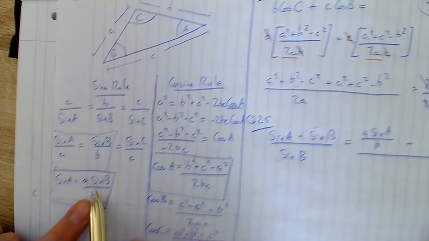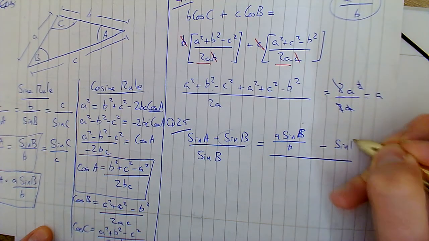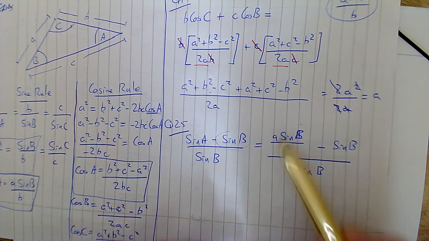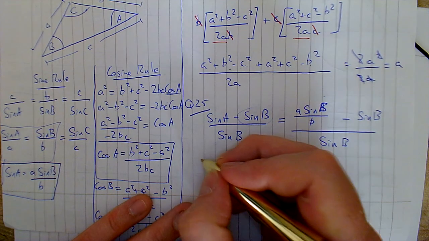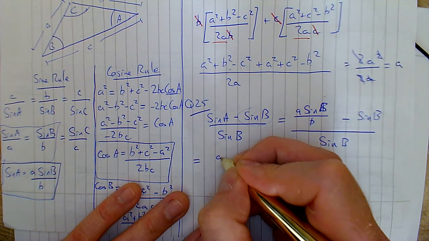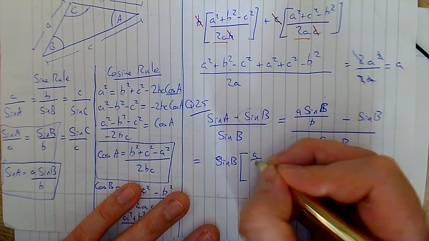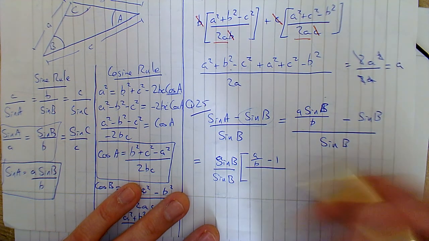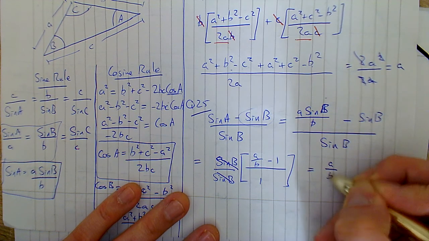So, what's the easiest thing to present that? I'll take sine b as a factor on the top, and I get a over b minus 1. And on the bottom, if I take sine b as a factor, I just get 1. So when that cancels, you're left with a over b minus 1, which isn't quite what they've asked for. But if you want to put that together as one fraction, you'll say, well, 1 can be written as just b over b. So what do you get there? A minus b over b. Okay, I'll leave it there.